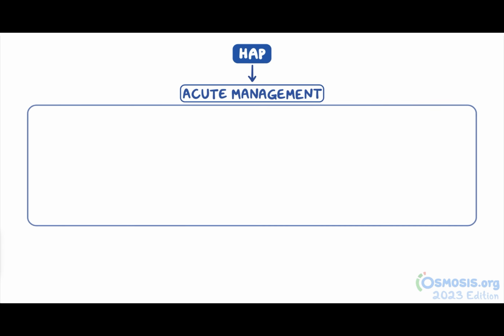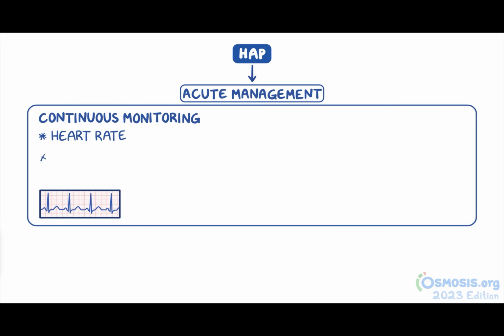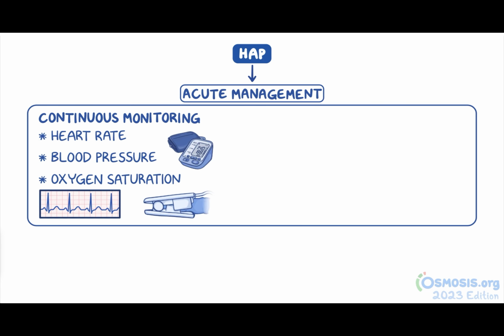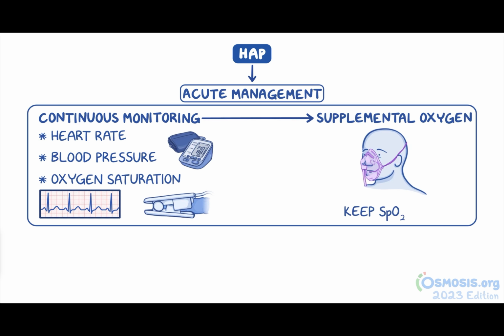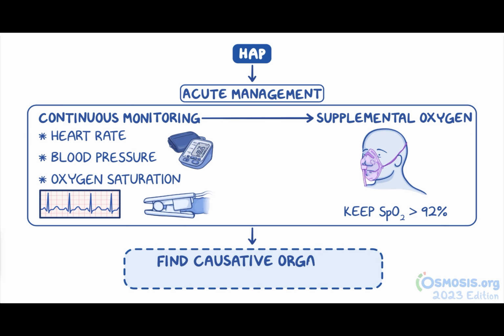This means that you need to provide continuous monitoring of the heart rate, blood pressure, and oxygen saturation. Also, if needed, be sure to provide supplemental oxygen to keep the oxygen saturation above 92%. The next step is to find the causative organism through microbiological testing.